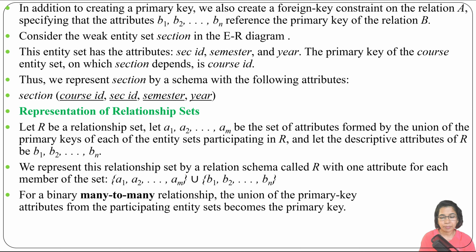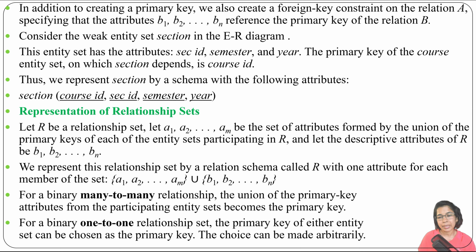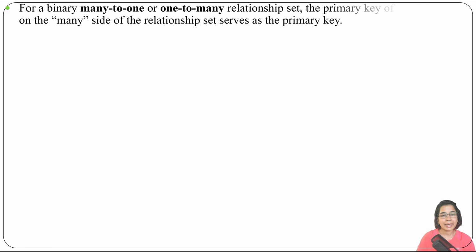In case of many to many relationships, the union of both primary keys will be the primary key of the relationship schema. In case of one to one, any one primary key we can use as the primary key for the relational schema. Then in case of many to one or one to many, the primary key of the many side will be the primary key for the relational schema. So in case of one to one, any one primary key you can use. In case of many to many, both primary keys will be used. In case of many to one or one to many, the many side entity set primary key will be used as the primary key.